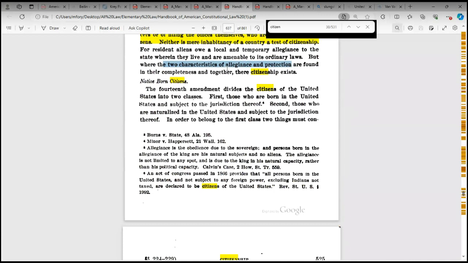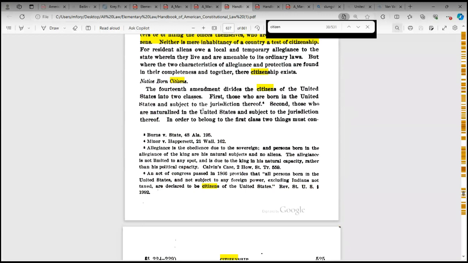How do you acquire allegiance? Native-born citizens. The 14th Amendment divides citizens of the United States into two classes. That means both classes are what? Citizens of the United States. This is for those who believe they are not citizens of the United States. You might not be a citizen of the United States pertaining to a specific context, right? Like federal taxation or something, right? But in general, you absolutely are.